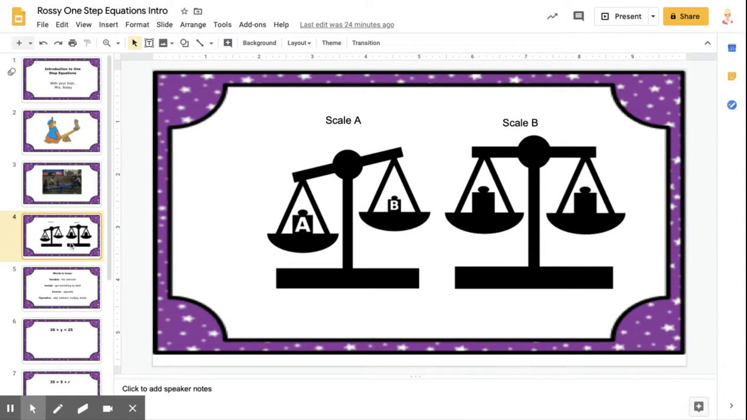Take a look at scale A and scale B. What's the difference? Well, I can see that in scale A, the weight on this side labeled A is much heavier than the weight labeled B on this side of the scale. These scales are unbalanced. When I take a look at scale B, I can see that both of my weights are equal and the scale is balanced. Think about equations this way. We have to balance both sides of our equation.